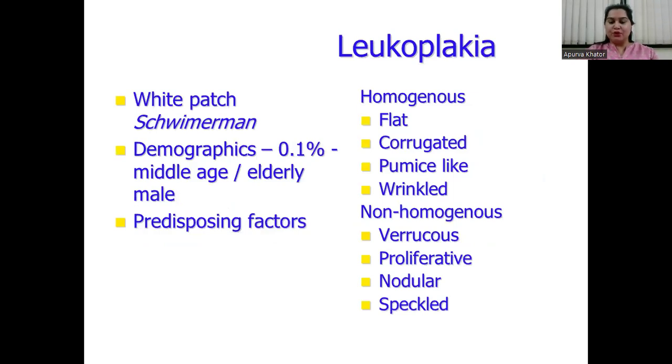Coming to the classification of leukoplakia. Basically there are two types, homogeneous and non-homogeneous leukoplakia. In homogeneous, the various appearances are flat, corrugated, pumice-like and wrinkled. In non-homogeneous, the appearances are described as verrucous, proliferative, nodular and speckled. We'll be seeing the pictures in further slides.